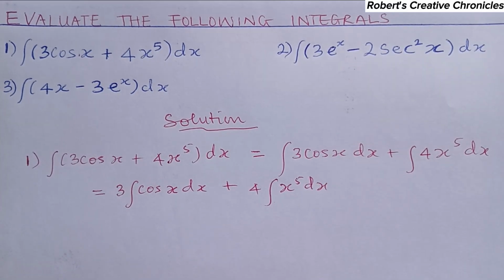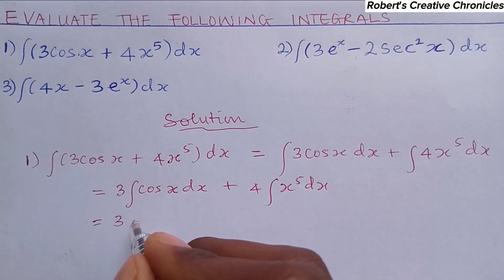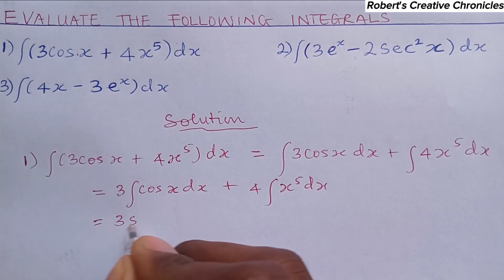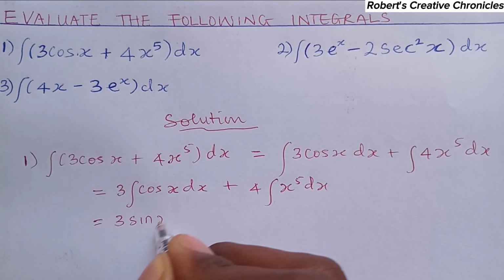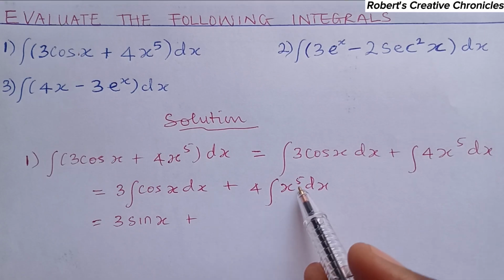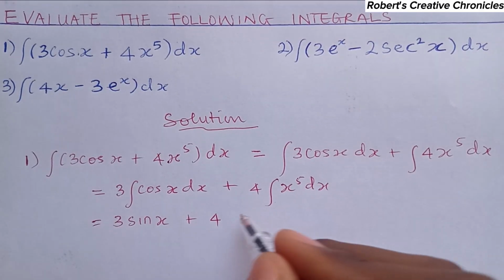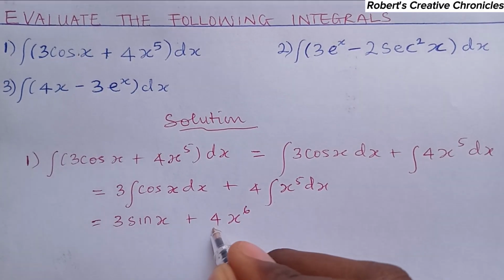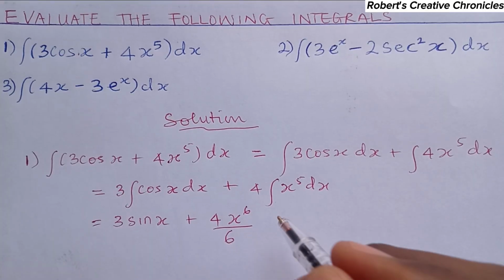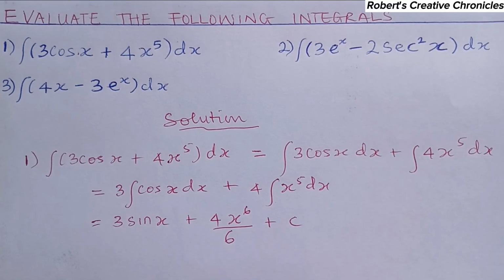Now, the integral of cos x is what? Is sine x. The integral of cos x is sine x. So it will be 3 sine x plus the integral of x to the power of 5 is what? You add 1, so it becomes 6. Then divide by 6. And since it's an indefinite integral, plus c, which is a constant of integration.